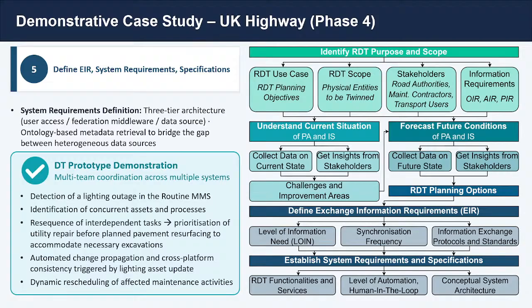Therefore, the system puts this activity on hold and prioritizes the excavation necessary to repair the lighting outage, and then automatically changes the propagation once the lighting outage has been repaired, and reschedules the planned maintenance activities. So this demonstrates the ability of this prototype to coordinate multiple teams across multiple systems.